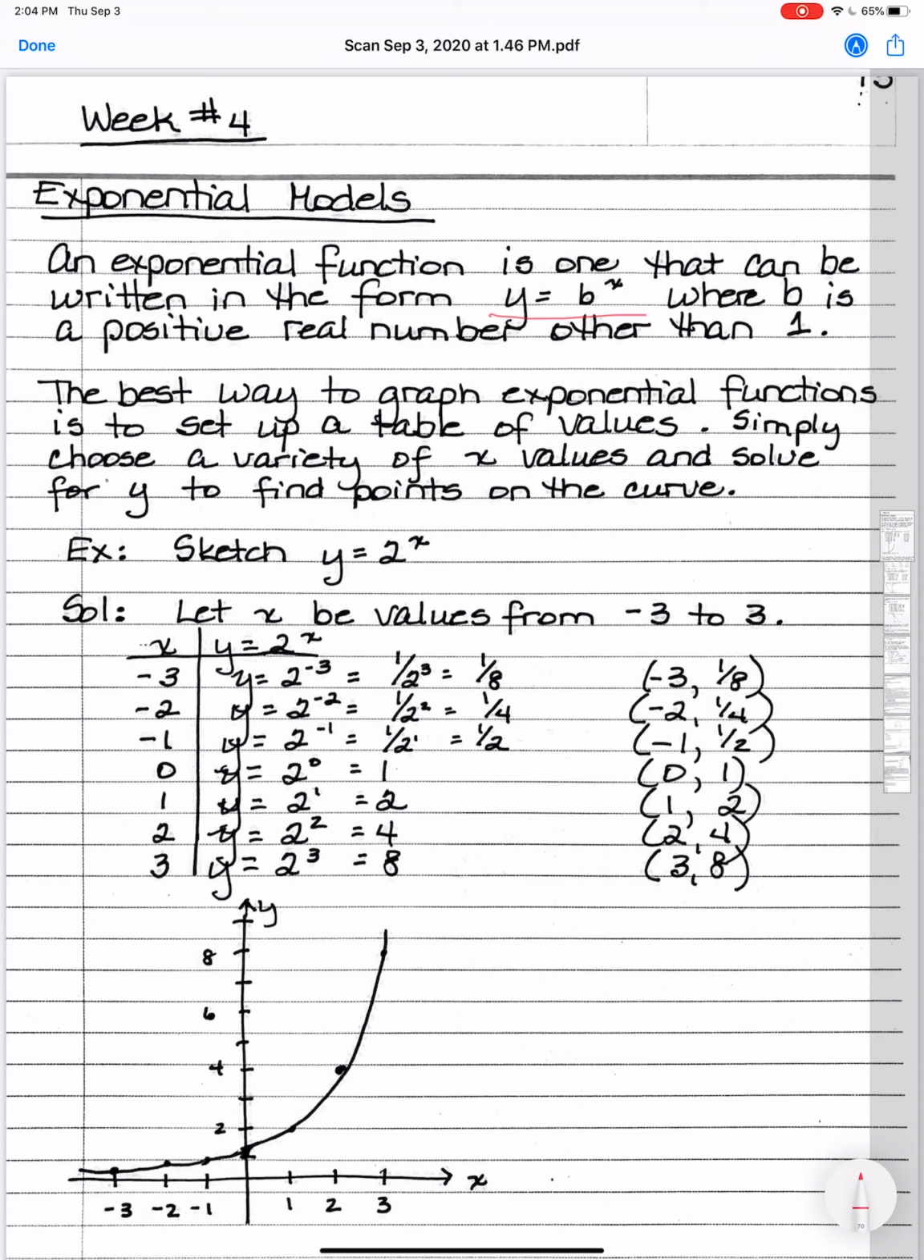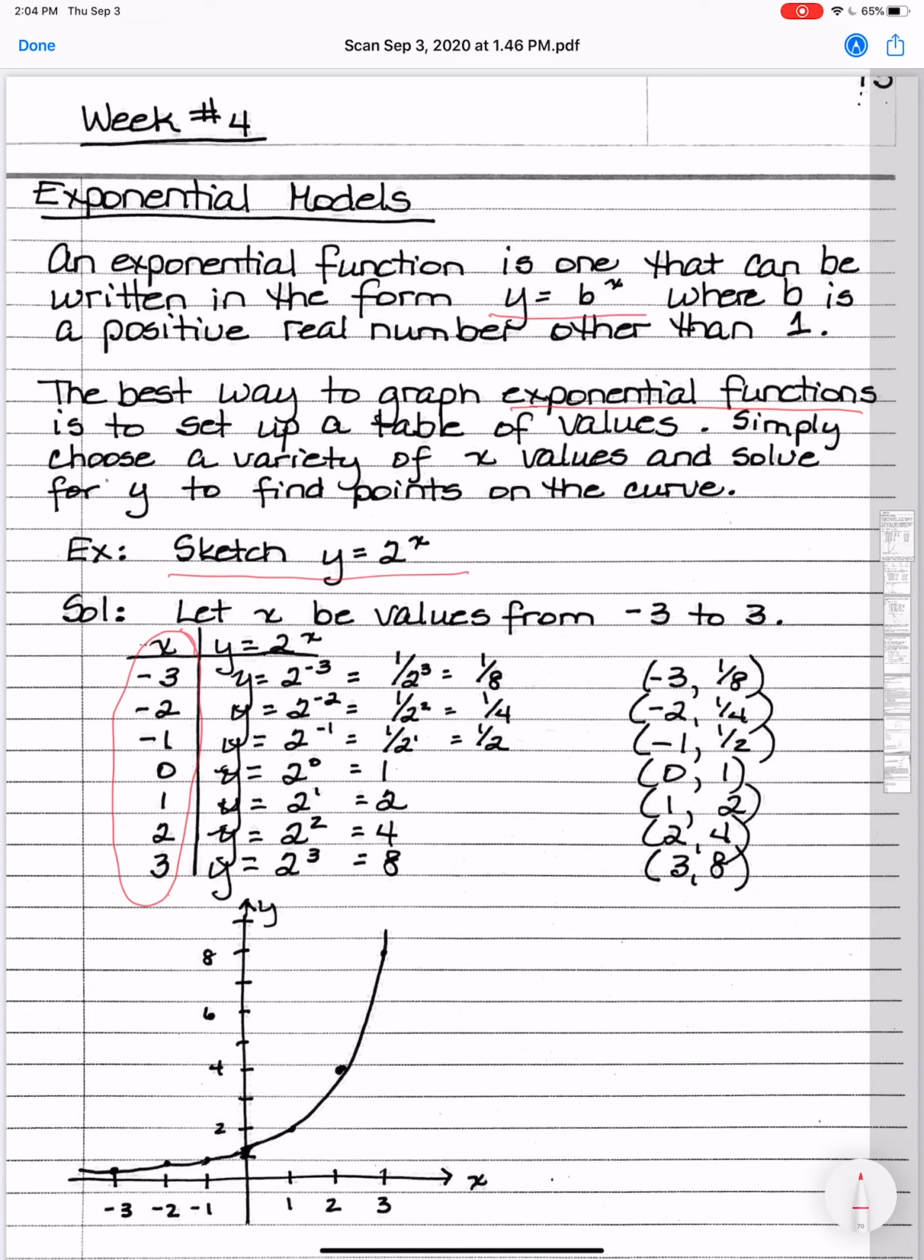The best way to graph an exponential function, in my opinion, is to just set up a little table of values and simply choose a variety of values for your x, substitute them in for your y, and calculate what the results will be. So if I were to ask you to sketch y equals 2 to the x, I like to just pick some fairly small numbers, usually -3 to 3, and plug them in. And then you're going to solve for y equals 2 to the x.